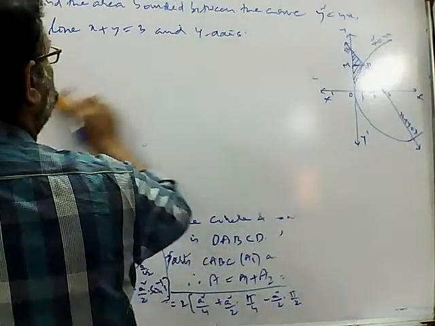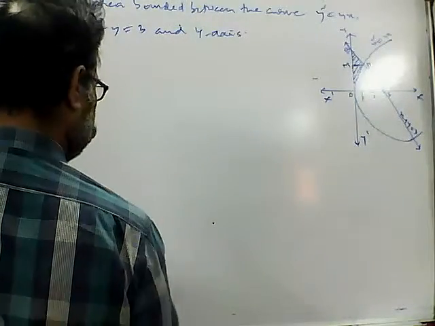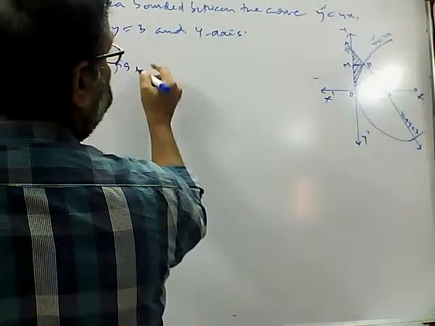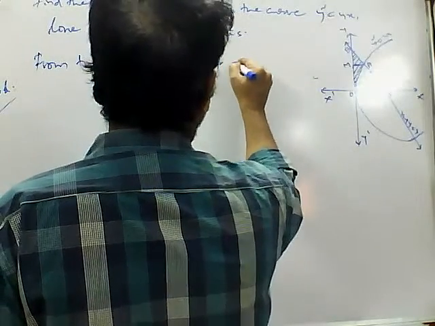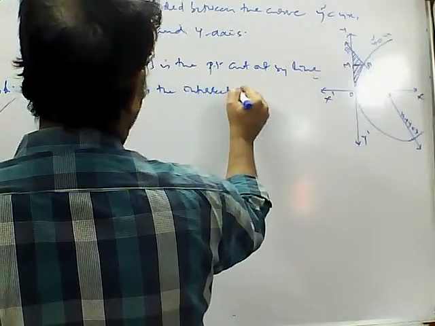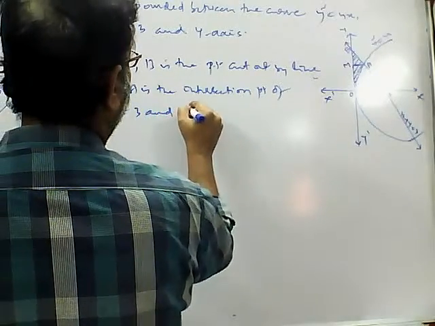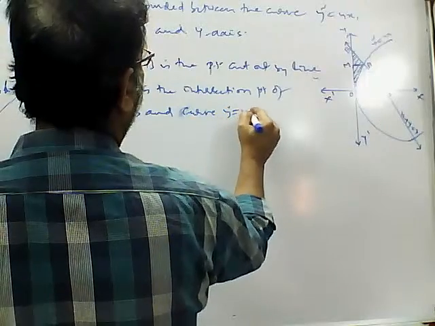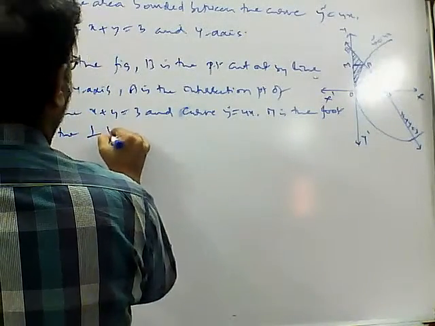Okay, then from the figure, B is the point cut out by the line with the y-axis, A is the intersection point of line x plus y is equal to 3 and curve y square is equal to 4x, and M is the foot of the perpendicular from A.